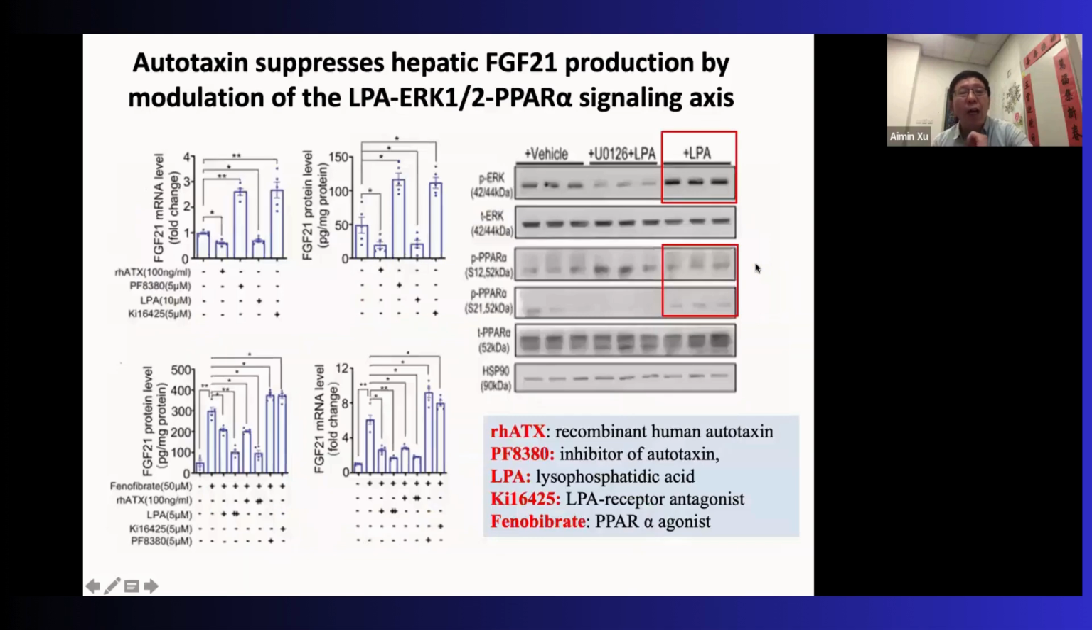Therefore, we also find that autotaxin can suppress hepatic FGF21 production by modulating LPA, that is the substrate, and the ERK and PPAR alpha signaling pathway. I'm not going to go into this in detail. So that is in summary.